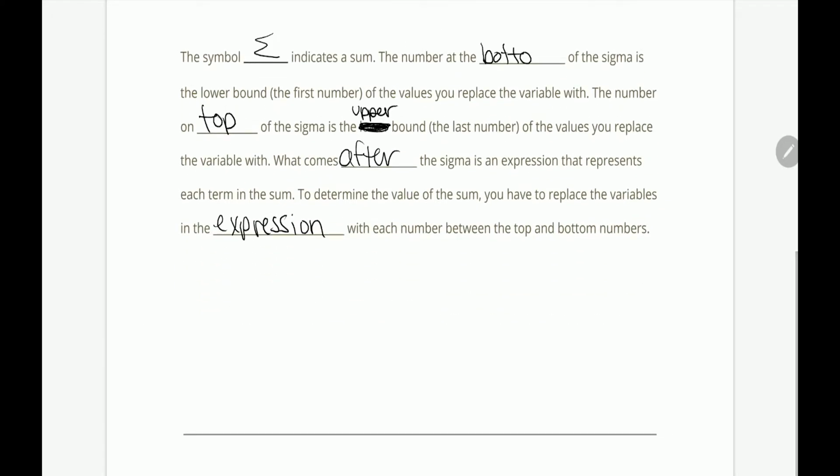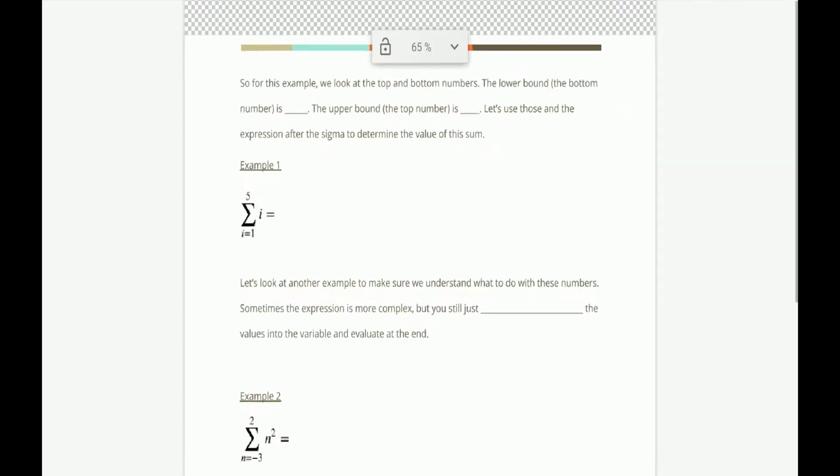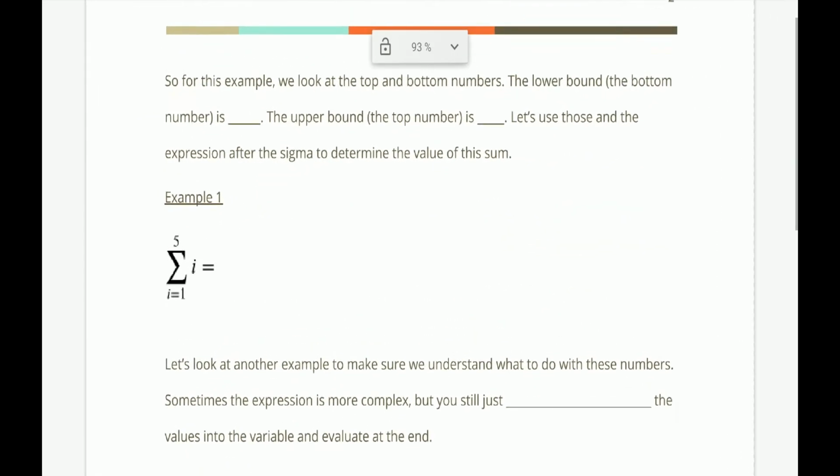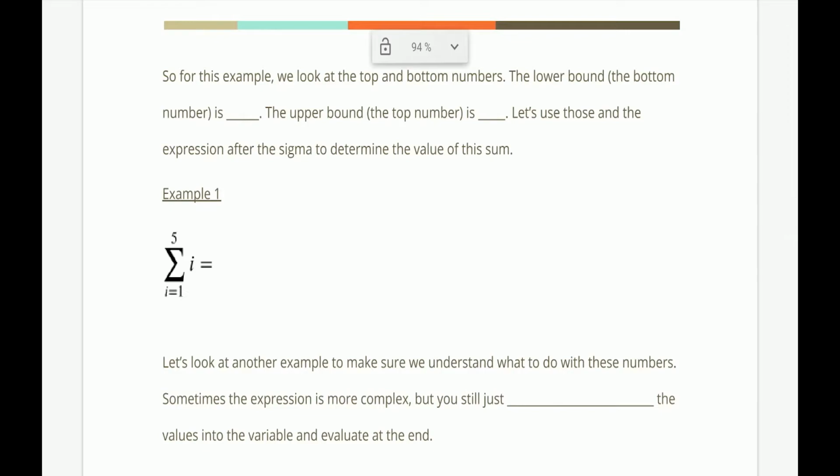So let's look at an example. If we look at this example, we're going to look at the top and bottom numbers. The lower bound, the bottom number, says i is equal to 1, so we're going to start with 1. And the upper bound, up here, is 5. We're just going to replace it. We're going to take i with number 1, and put in a little parentheses down here. We're going to take this i with number 2.